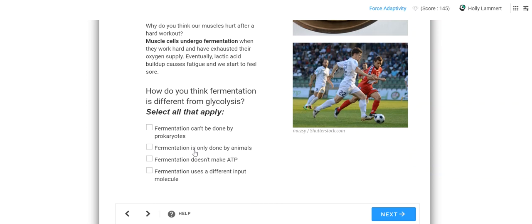How do you think fermentation is different from glycolysis? Fermentation can't be done by prokaryotes. That's not true. We know bacteria are prokaryotes and they can ferment. Fermentation is only done by animals. Not true. Fermentation doesn't make ATP. It actually does make some ATP, and so does glycolysis. Fermentation uses a different input molecule. That is what I'm going to select.